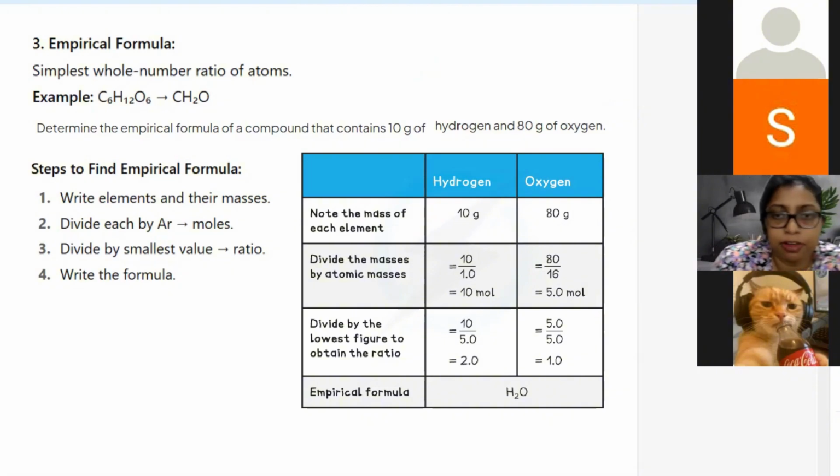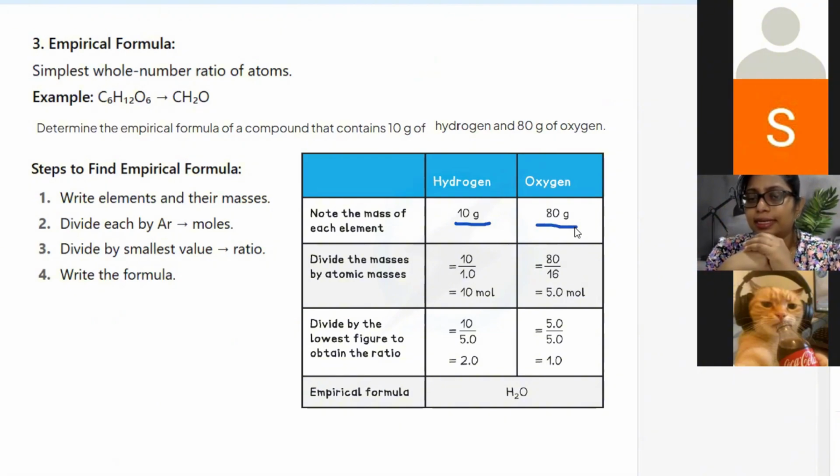Okay. Let's look at this example given. Determine the empirical formula of a compound that contains 10 grams of hydrogen. So below the hydrogen we are writing 10 grams. Then 80 grams of oxygen. So below the oxygen we have to write 80 grams. That is the very first step we have to follow in this empirical formula calculation. So first you have to identify in the question what are the elements they have given. Mention the elements. Then below the elements, mention the values they have provided.